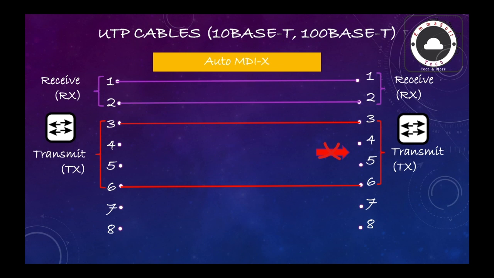So how is that possible? Auto MDI-X is actually a feature that allows a device to sense which interfaces are used to receive and which interfaces are used to transmit. So they automatically adjust and data will be transmitted without any fail. So you don't have to worry about which cable to use. If the device is auto MDI enabled, there is no need to worry about which cable to use.